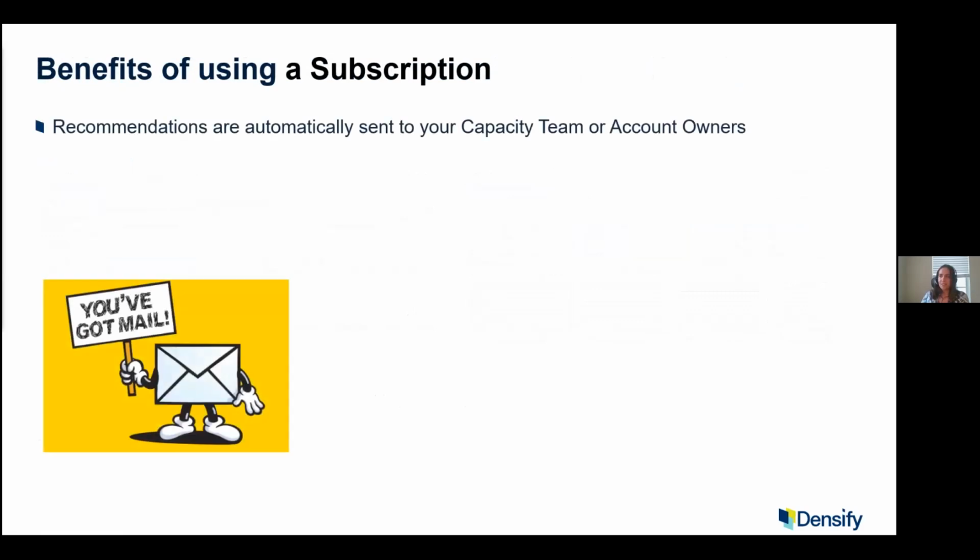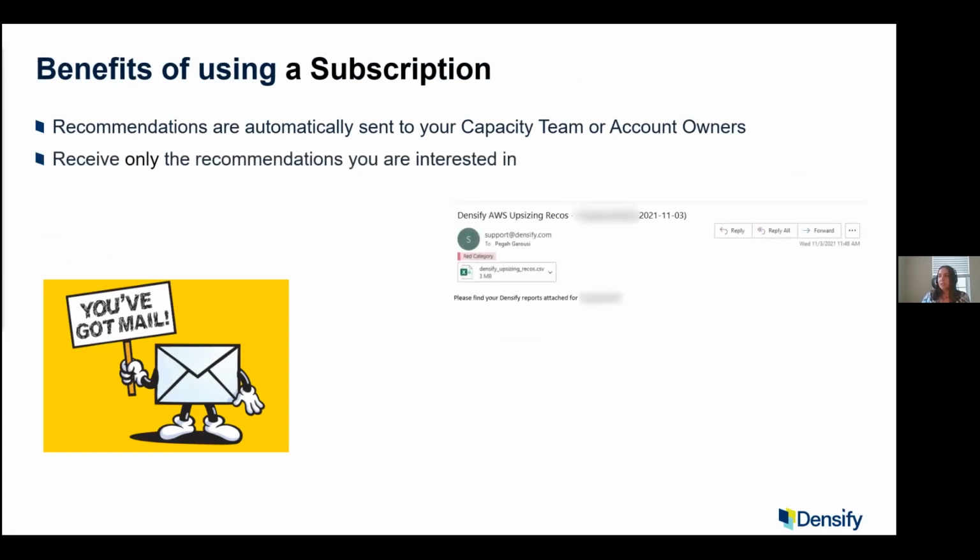First of all, the most beneficial aspect is that you can automate recommendations so that they can be sent to your capacity team or your account owners directly. Nobody needs to log in to a tool, extract recommendations, and then have them manually sent. You can subscribe to this. Then you can receive only the recommendations that you're interested in. For example, here I'm showing where you can receive an email with only AWS upsizing recommendations.